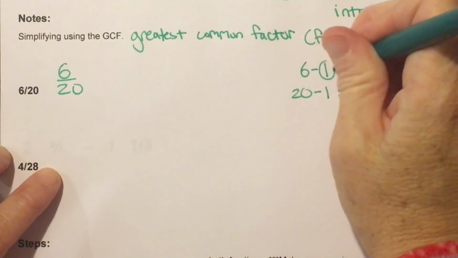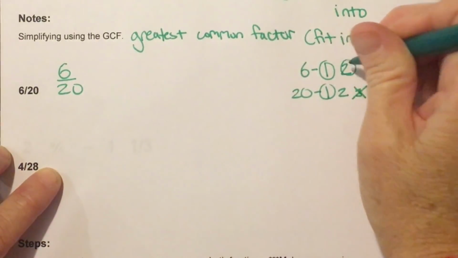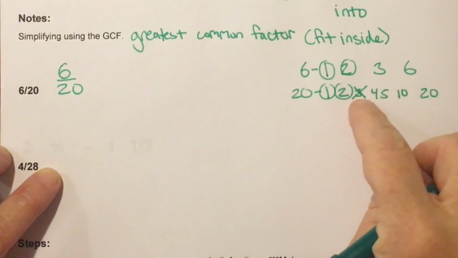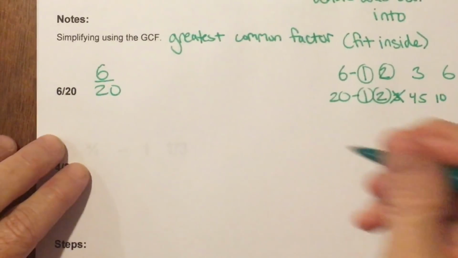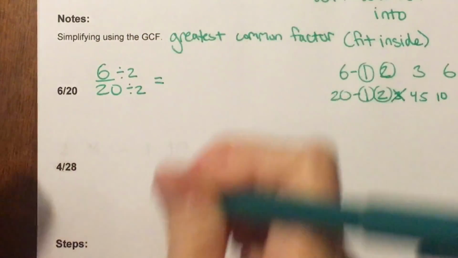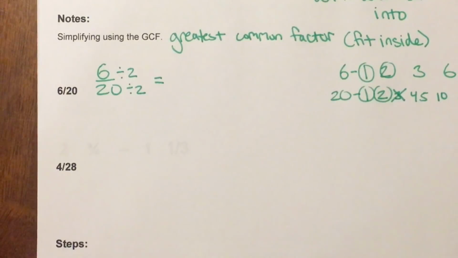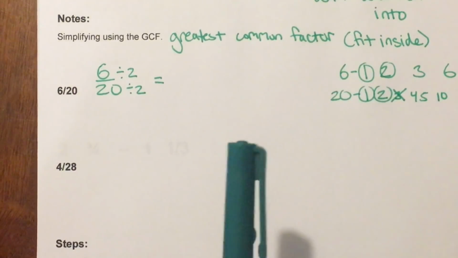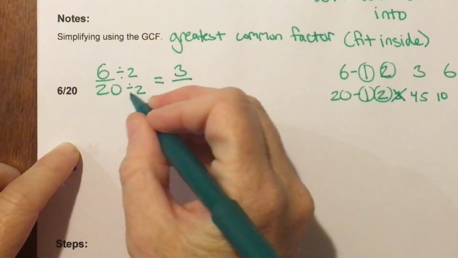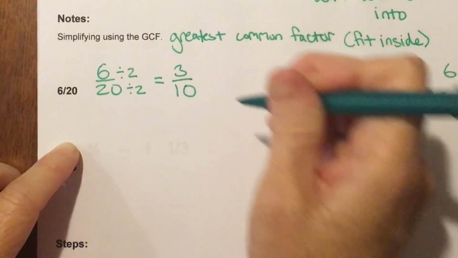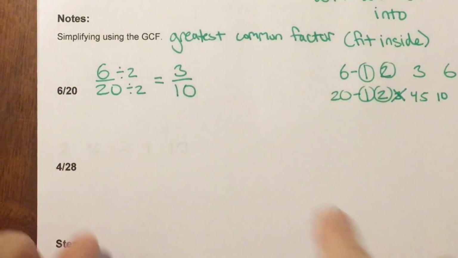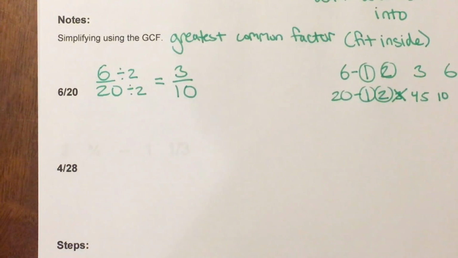So they have in common 1, they have in common 2, and that's it. So my GCF, or my greatest common factor, is 2. So I would divide by 2, and I'm going to get an equivalent fraction, but a simplified fraction. So 6 divided by 2 is 3, 20 divided by 2 is 10. So 6/20ths is equal to 3/10, but this is the simplified version.